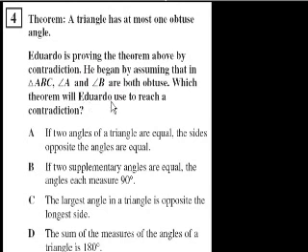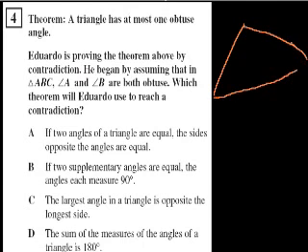Which theorem will Eduardo use to reach a contradiction? Okay, so let me draw what Eduardo's trying to do. The way I'm drawing it, it's actually very hard, so this is not drawn to scale. He's saying that angle A and angle B are both obtuse. So this angle is greater than 90. Let's say that's angle A, and this is angle B, and it's also greater than 90. That's what obtuse means, right?